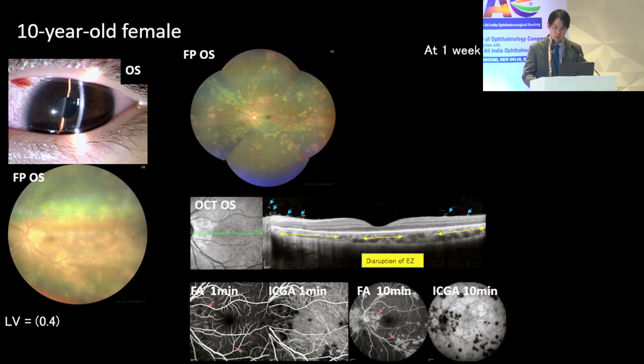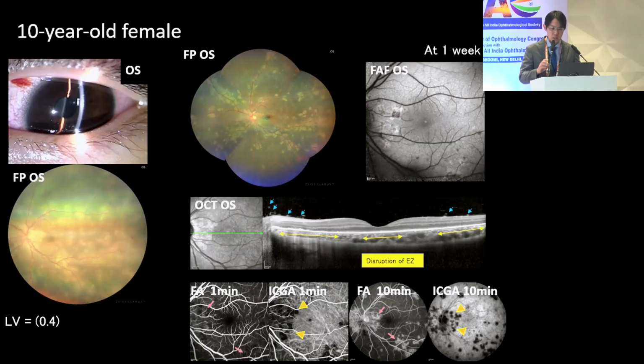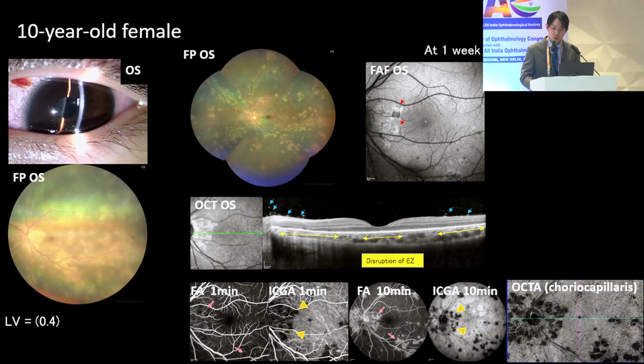FA showed hyperfluorescing spots and late staining. ICGA showed the hypocyanescent spots. FAF showed a mixed pattern of hyper and hypo patches. The OCTA image of the choriocapillaris showed choroidal hypoperfusion corresponding with the white region.